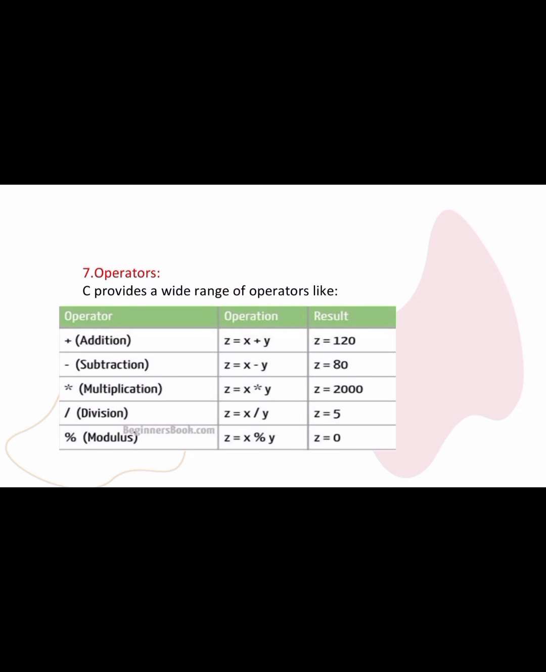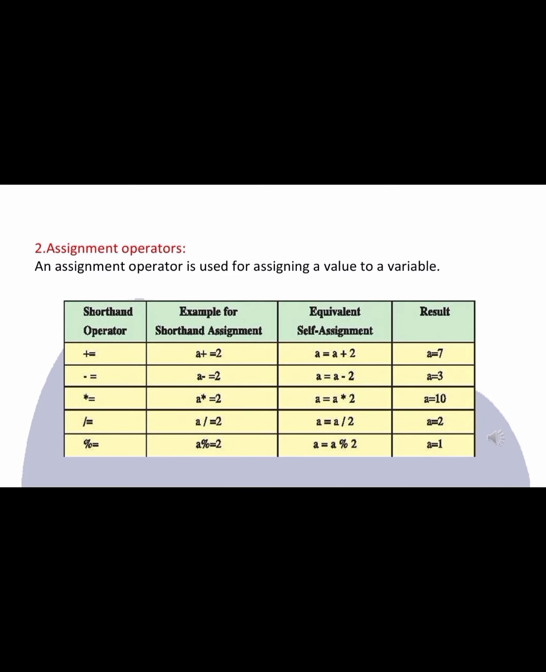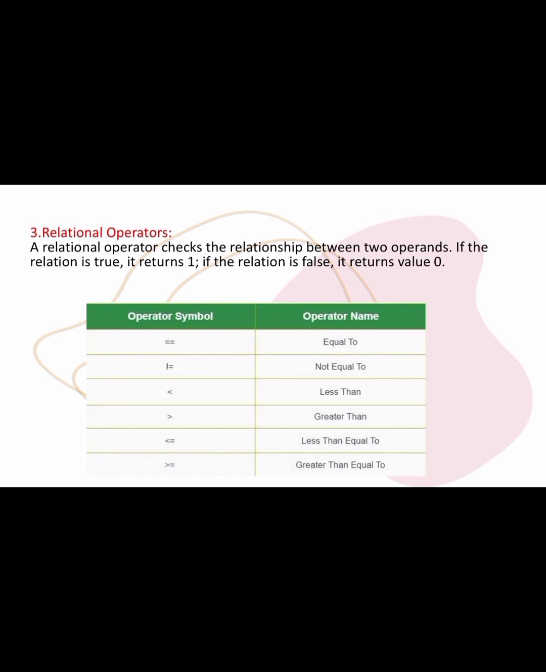Next we have arithmetic operators that include addition, subtraction, multiplication, etc. Then assignment operators. Assignment operators are used to assign values to variables. The most common one is equals to, but C provides shortcut versions to perform arithmetic and assignment in one step. We can see the examples. Relational operators compare two values. The result of the comparison is either true or false.